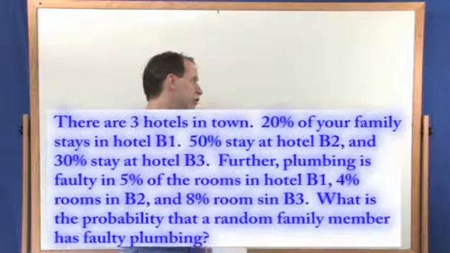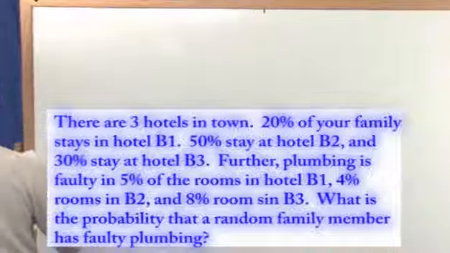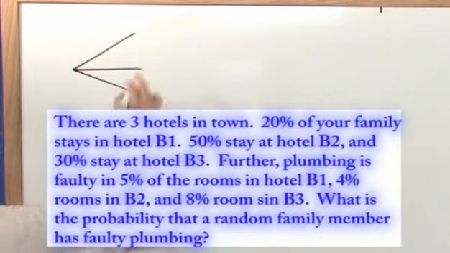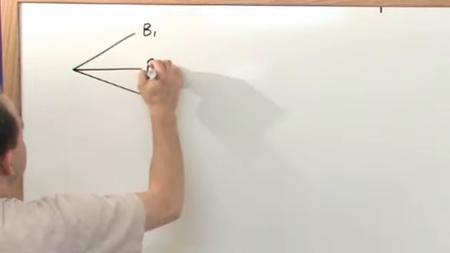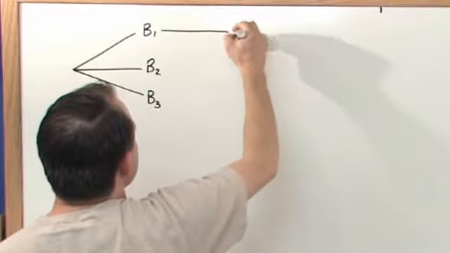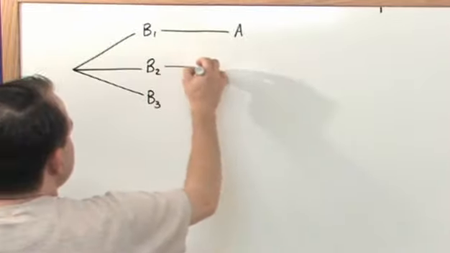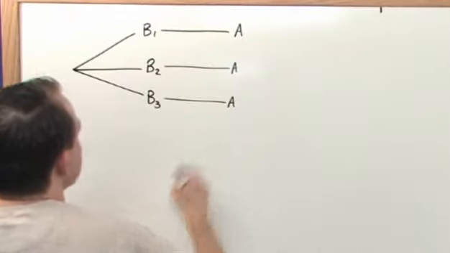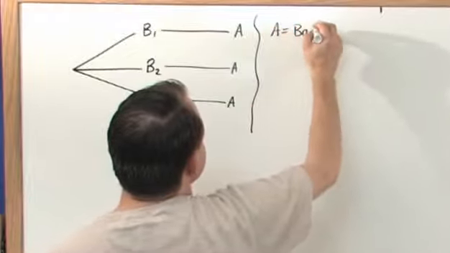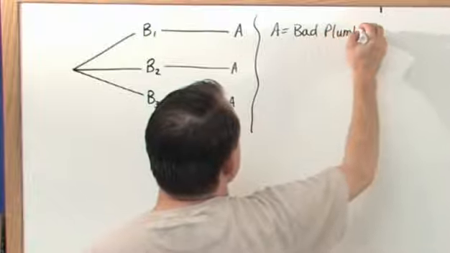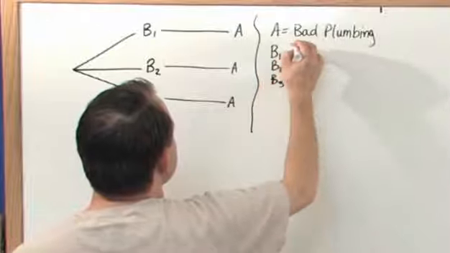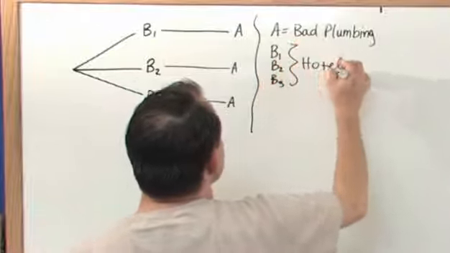First thing you do with Bayes' theorem is you always draw a picture, always draw a tree. So you have 3 paths in this problem: hotel B1, hotel B2, and hotel B3. And of course, the people that stay at B1 have a certain probability of having bad plumbing. So event A is bad plumbing. And B1, B2, and B3 are just the hotel you stay at. That's all it is.